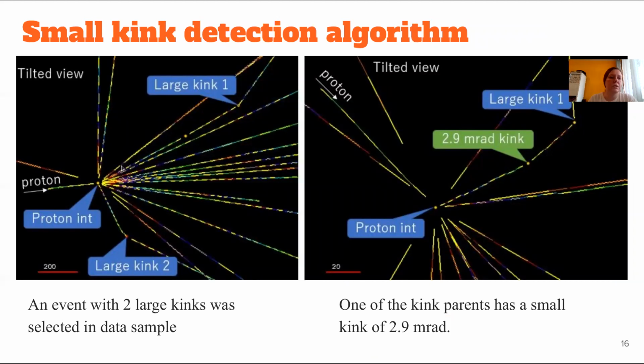And here is an example of a selected double kink candidate. Here is a proton interaction. This is a double kink and pair charm candidate. And here is a zoom of this double kink candidate. I remind you that each segment corresponds to a piece of track in one emulsion layer.